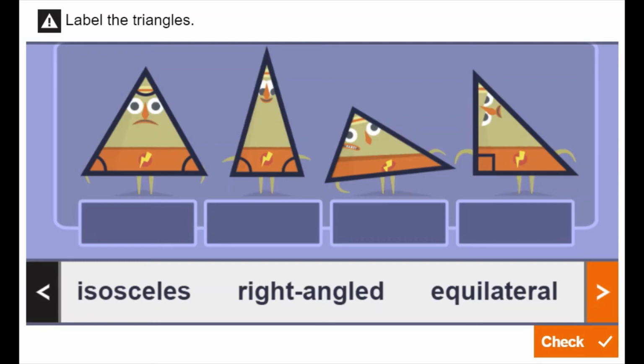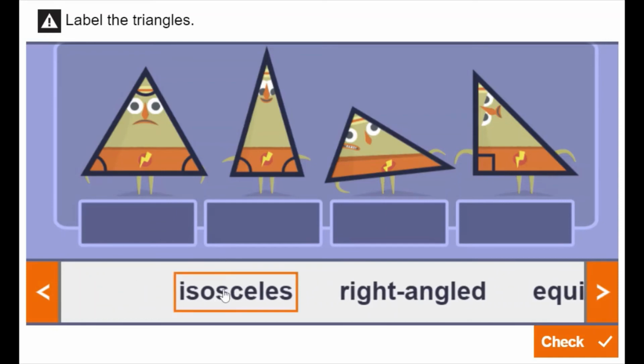Okay, so I'm going to go through the answers now. So if you need more time, please pause. So let's have a look at these characters. Some of them don't look very happy. Now, this one in the middle, tall and pointy, definitely reminds me of a tall, pointy mountain. And I can see here that there is definitely one side at the bottom that is quite short, but the 2 going up the sides look equal to me. So there are 2 sides the same, the icy isosceles mountain.